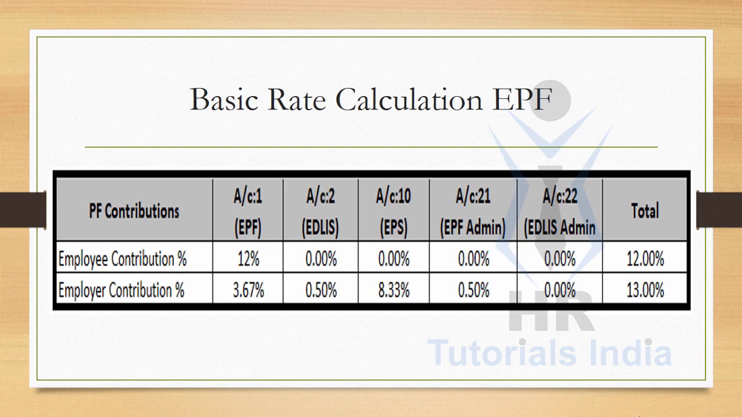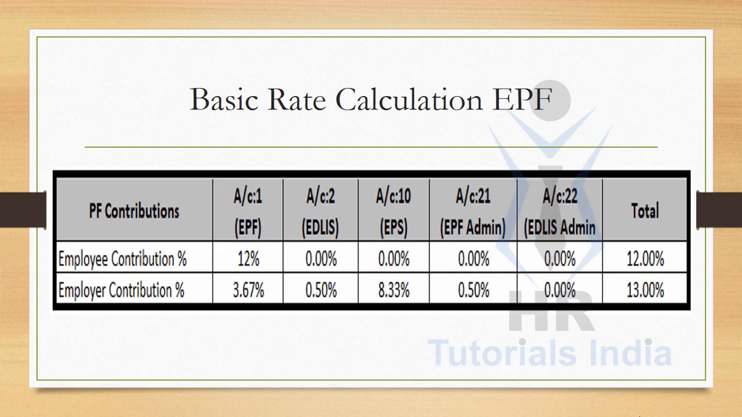Then finally the total. The employee contribution percentage, that is 12% of the basic salary, is contributed towards the EPF account, that is Employee Provident Fund, which goes to account number 1. Whereas account 2, account 10, account 21, account 22 are nil when it comes to employee contribution. And the total contribution from the employee is 12%.